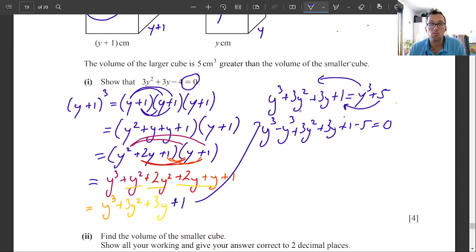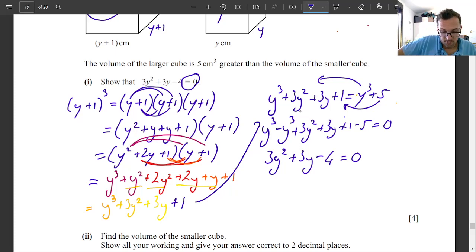Simplify that. y cubed minus y cubed is 0. 3y squared is 3y squared, plus 3y, 1 minus 5 is minus 4. And we've done it. So things are looking good.